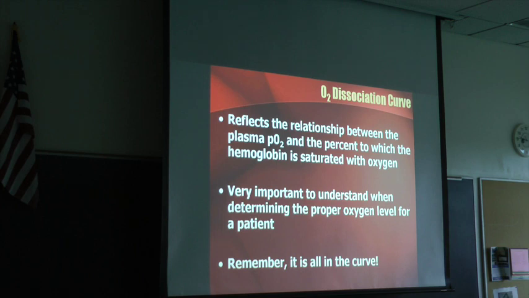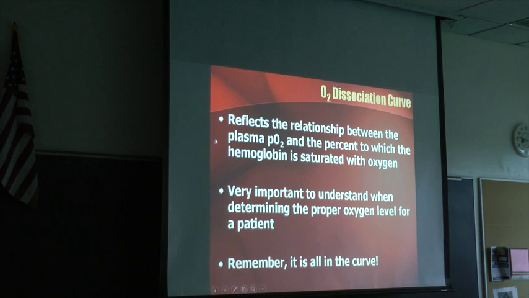Okay, now I'm going to talk about the oxygen dissociation curve. The oxygen dissociation curve has everything to do with the hemoglobin saturated with oxygen and the amount of oxygen dissolved in the plasma. So the two have a relationship with each other. And it's not a linear relationship. It's not like if there's one torr of oxygen dissolved in the plasma, there's 1% hemoglobin saturation. So it doesn't give you a straight line. It gives you an S shape.